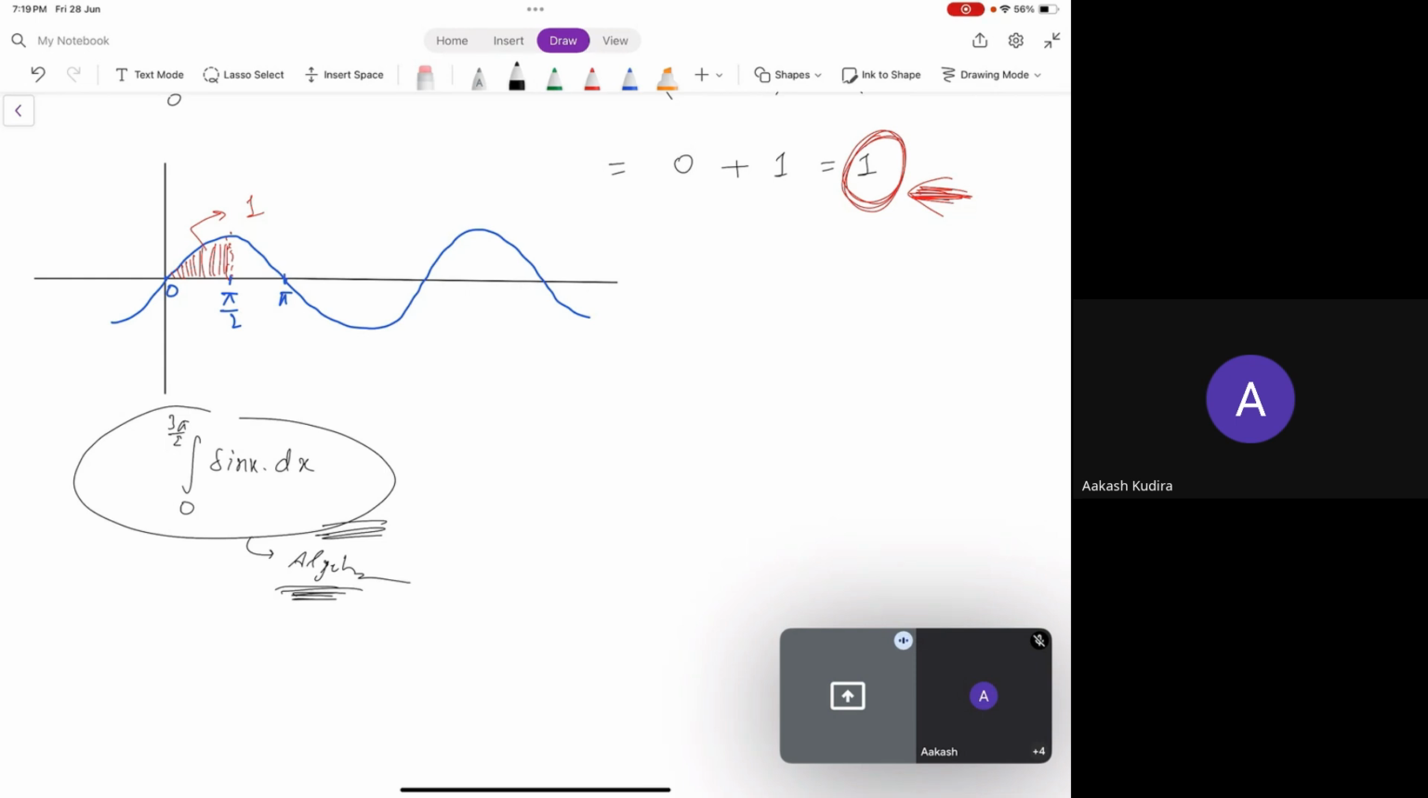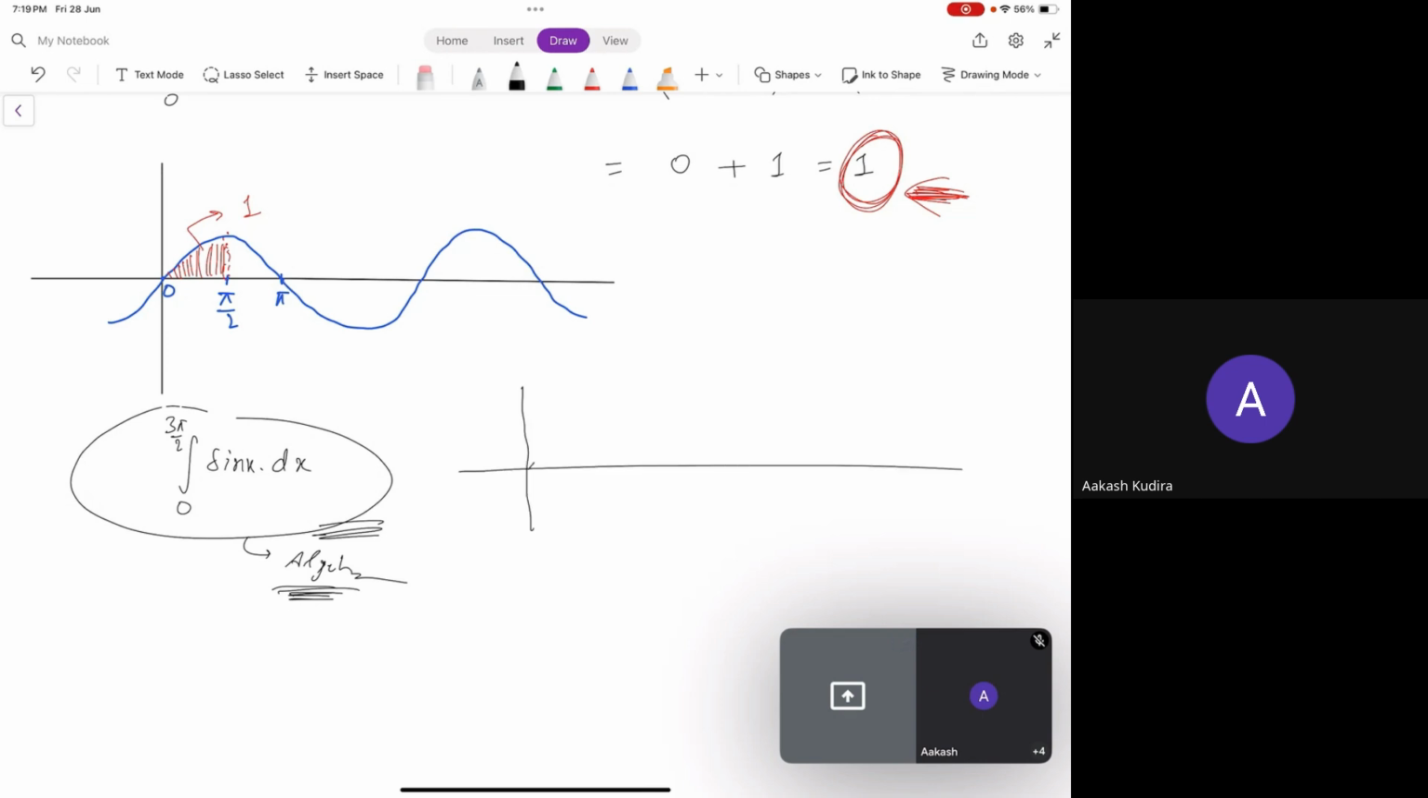Now the question is 0 to 3 pi by 2, integration of sine x. Now we know very well that this is asking for algebraic area, obviously. This is the simple integration, right? Now if you do it with integration, you can do it very simply. But now we know very well the graph of sine x is like this, and this is pi, this is 0, this is 2 pi, and this is 3 pi by 2.